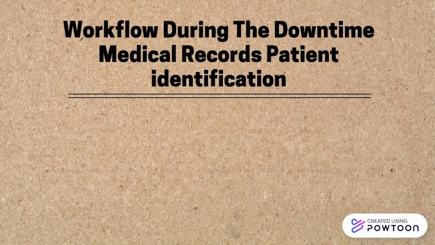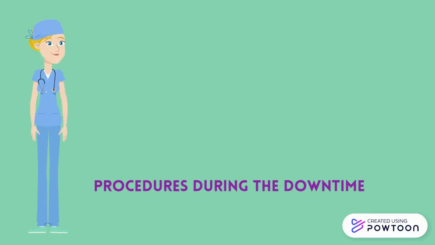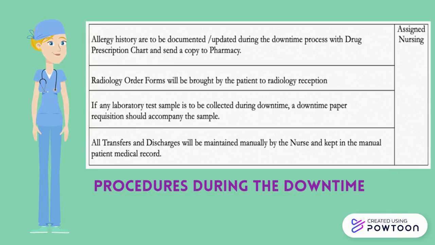The procedure during downtime for patient identification: use the following patient identifiers, patient's name and medical record number. Compare patient identifiers on the patient's wristband with the labeled paper form or report. Allergy history is to be documented. For radiology or laboratory orders, downtime forms will be brought by the patient to the reception of the departments. All transfers and discharges will be maintained manually.